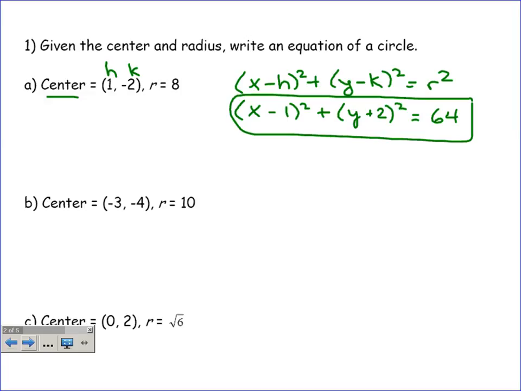Hey, hopefully you tried number 2 on your own. The center is a little bit different because it's HK, but it should work about the same way. Just realize that when you have negative signs, they'll turn into pluses, so this would turn out to be x plus 3 quantity squared plus y plus 4 quantity squared. And then 10 squared is 100. How many people had that answer? Raise your hands.